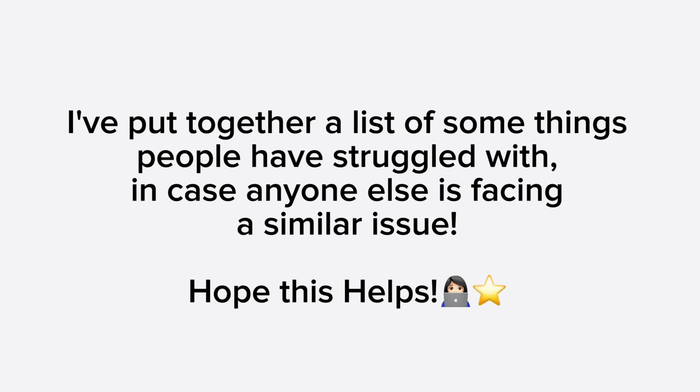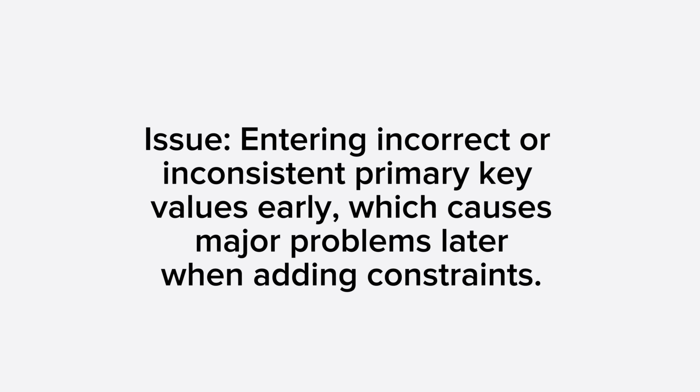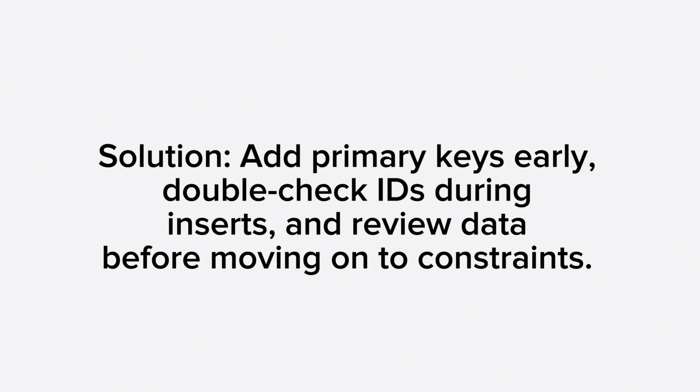The first issue I've noticed is that people have been having trouble entering incorrect or inconsistent primary key values early, which causes major problems later when adding constraints. So make sure that you add primary keys early and double check the IDs during inserts. Also, try to review your data before moving on to constraints. This will save you so much time so that you're not going back and having to check to see if your primary key values are correct and consistent.